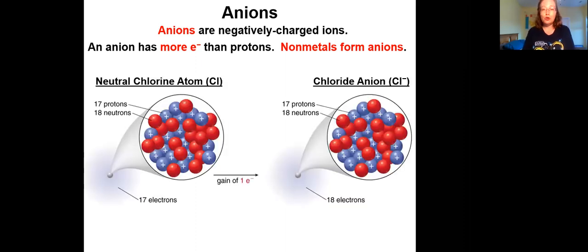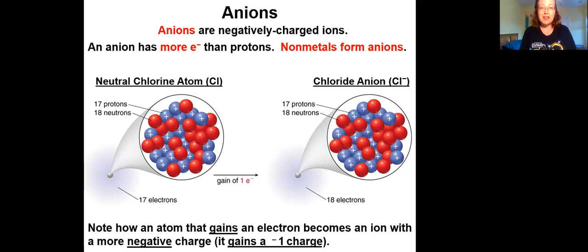Here we start with a neutral chlorine atom. 17 protons, 17 electrons. His atomic number is 17. He's going to gain 1 electron. That will then give him 18 electrons. Well, he's only got 17 positive charges. Each proton is a +1 charge. With 17 of those, he has 17 positive charges inside his nucleus. If he gains an extra electron, he has 18 electrons. That's a negative charge of 18. So he has an overall charge of -1.